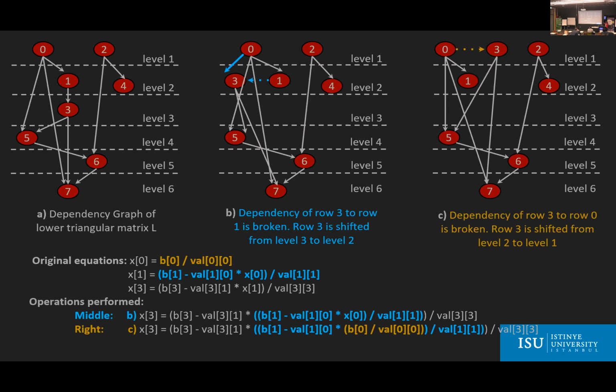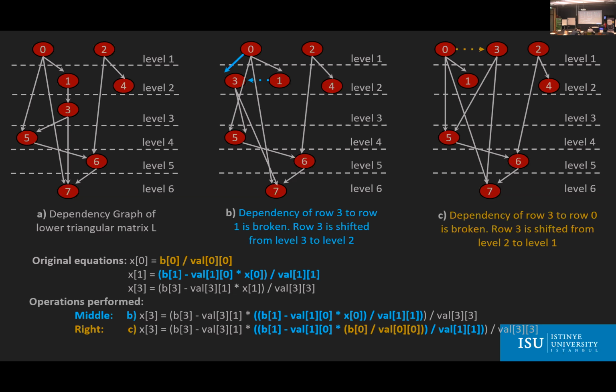In the middle graph, you're seeing the equation rewriting method applied to row 3. We're breaking the dependency of row 3 on row 1, and we can shift row 3 to level 2 from level 3 using this method. What is the operation performed? If you look at the original equations, at the equation of x3, we simply replace the x1 there with its original equation, which is indicated in blue. That's what we do as rewriting. If we continue applying this method, we come to the graph shown on the right-hand side.